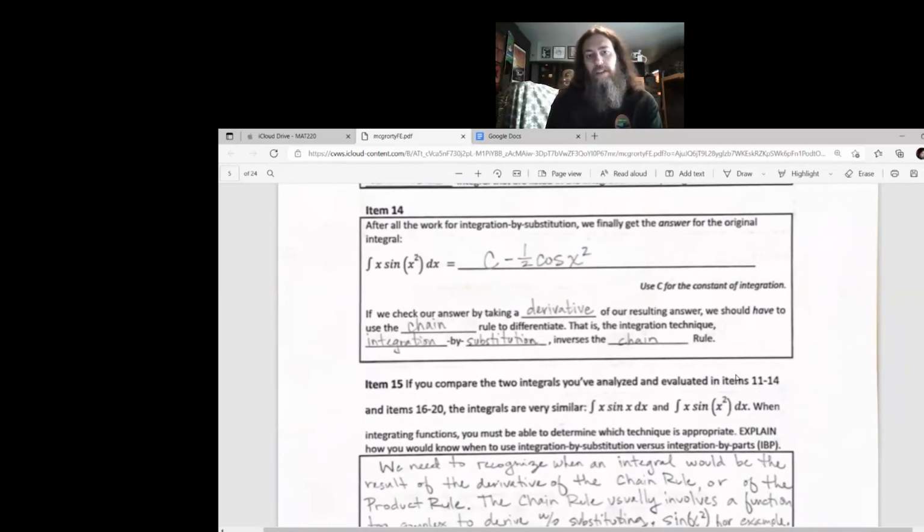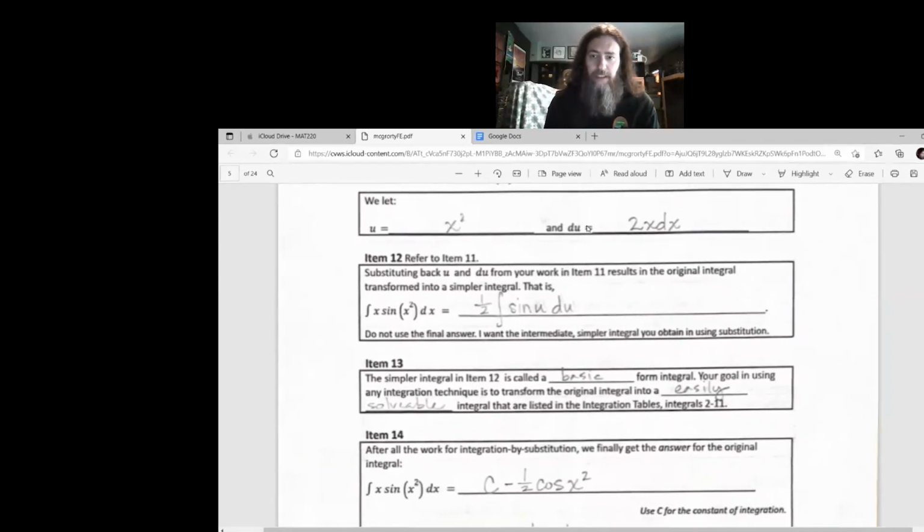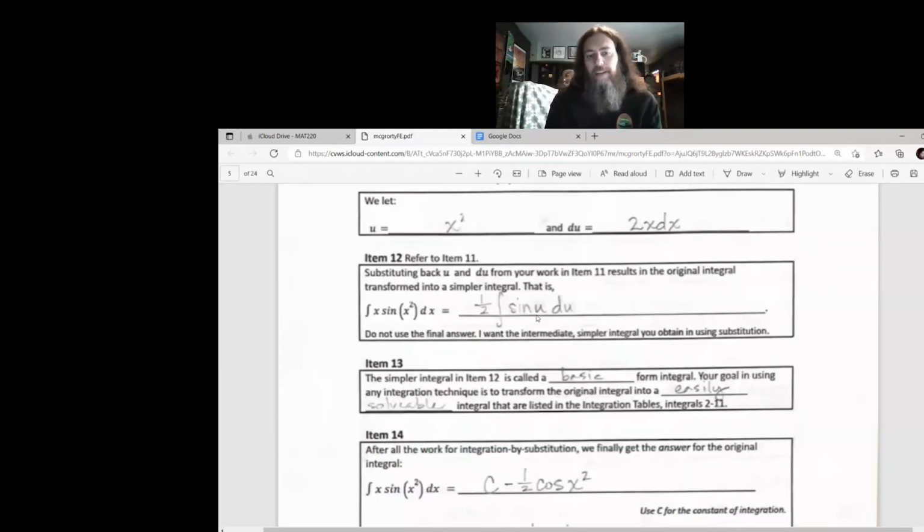After all the work, the integration by substitution, we finally get the answer for the original integral. Okay, so let's see, we check our answer by taking the derivative, because they're opposite operations, so they undo each other. And this substitution takes care of the chain rule, because we can't differentiate sine x squared at this point, with the knowledge that we have so far, at least as far as I know. So we have to do something to simplify this.